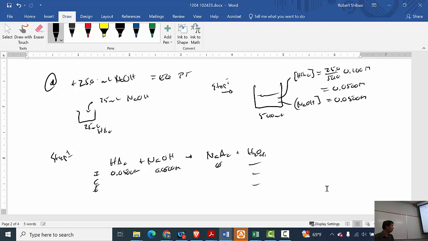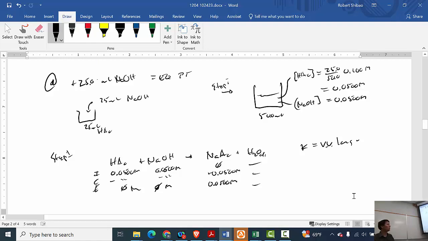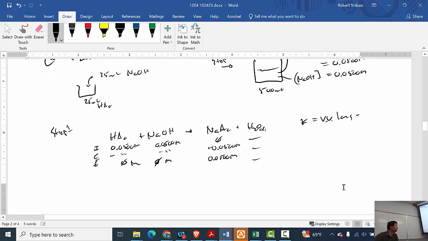So equivalence point means we have equal amounts. This is stoichiometric, so it's strong. You know, K for this is very, very large. So we're going to lose all this, and then we're going to gain 0.0500. And then what we have left over is just sodium acetate in water.